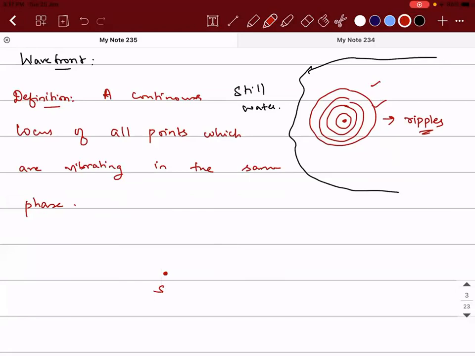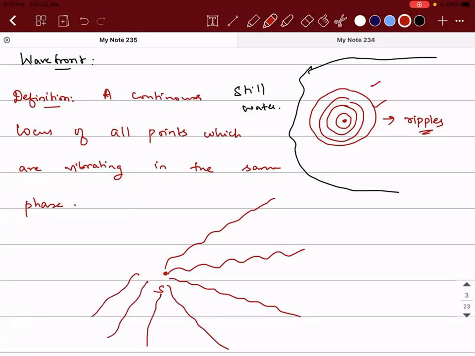Suppose I have a point source. Let's say I give you an LED bulb, and that is the light source. From this light source, you will have electromagnetic waves coming out. These electromagnetic waves will get liberated in all directions like this, because light is an electromagnetic wave of very high frequency and a smaller wavelength.